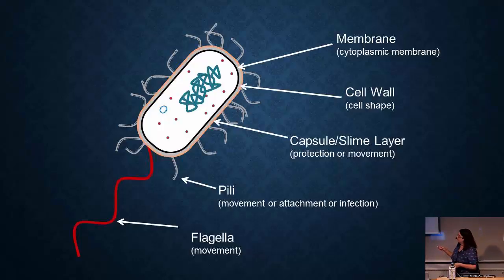Others use it for attachment. You can use it for attachment to surfaces like a rock in a river, for example, or it can attach to other cells. So it can attach to your own cells, for example. And again, good bacteria do this as well. But some bad bacteria, pathogenic bacteria, use pili to attach so that they can infect that cell. So pili have a huge number of different functions, and there's many different kinds.